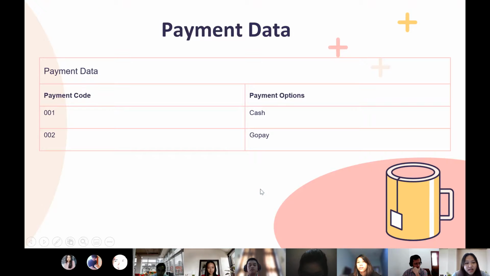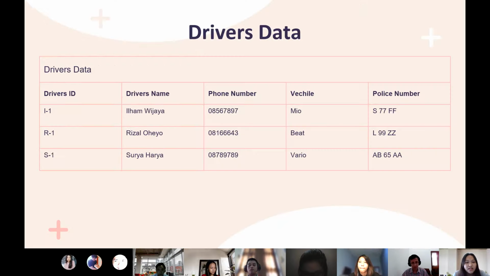Next is the payment data. The payment data table holds the payment code and payment options. During the transaction, a customer can choose to pay with either cash or GoPay. Next is the driver's data. In this data, there is information about the drivers, including driver's ID, driver's name, phone number, vehicle type, and police number of the vehicle. The driver's ID is made from the first initial of the driver's name and then the number in which the driver registered himself to be a driver of GoFood.